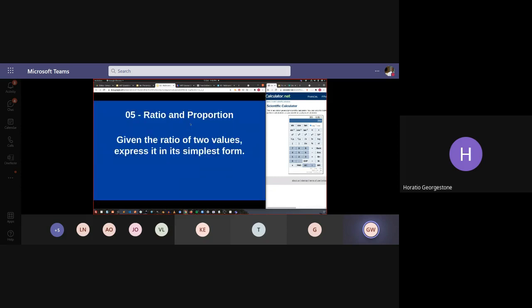Given the ratio of two values, express it in its simplest form. We've got this example here: express the ratio 45 to 70 in its simplest form. I'm actually going to use this whiteboard here.